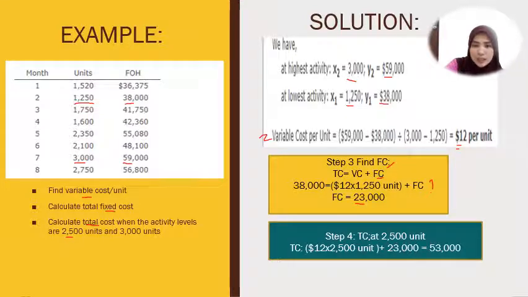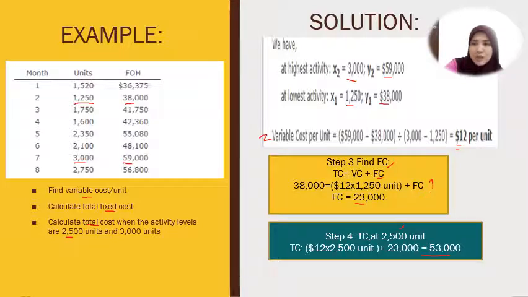Okay, step number 4, after we find the fixed cost, we can find the total cost at any activity level. So we try to solve at the first activity level, 2,500 units. The total cost equals 12 ringgit times the unit production of 2,500 plus the fixed cost, then we can find the value of the cost at 2,500 units.